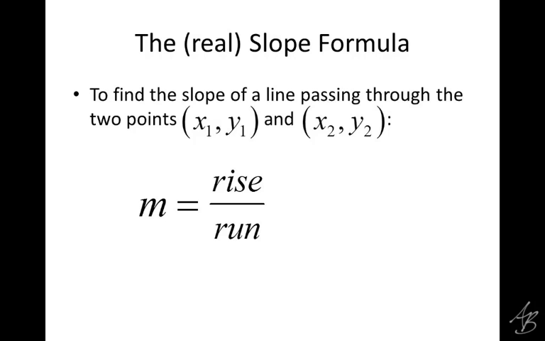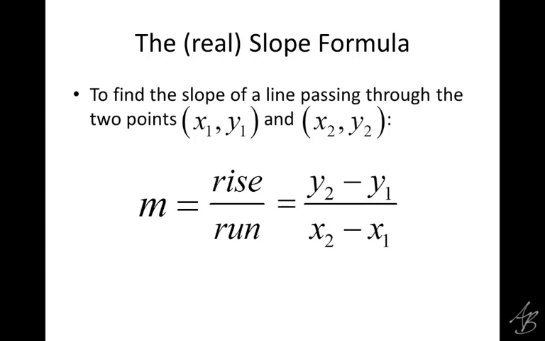So the slope formula looks like this. This is the mathematical formula that we're going to use to find slope between 2 points that we know. On top, where the rise was, is going to be y2 minus y1, because that tells us how much we go up or down. And then our run is going to be x2 minus x1, because that tells us how much we go left or right.